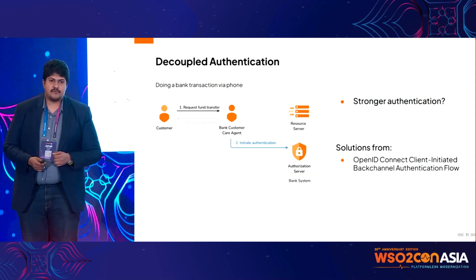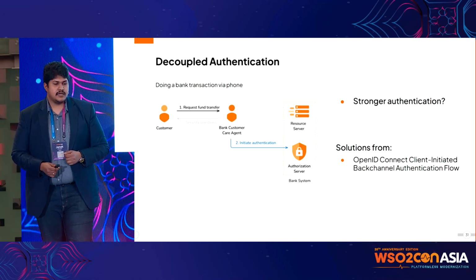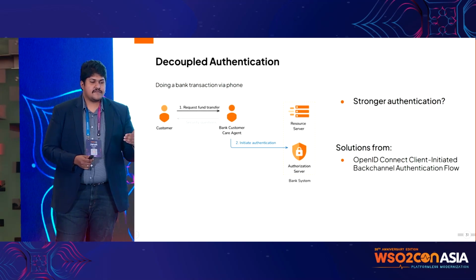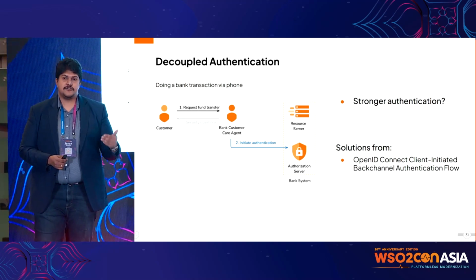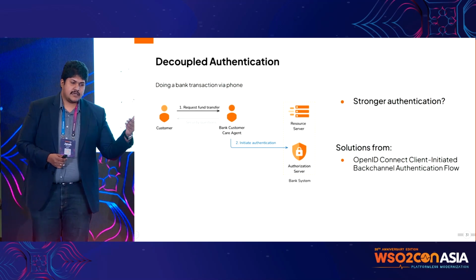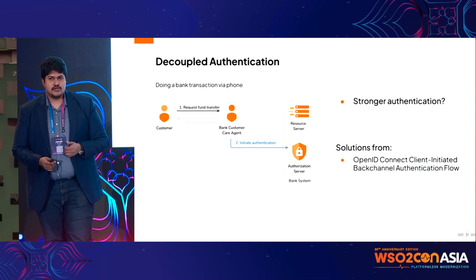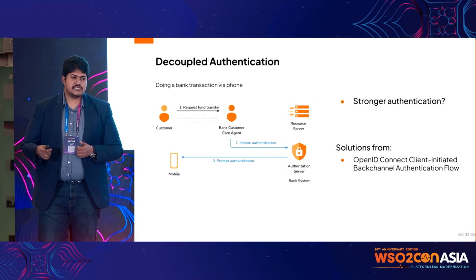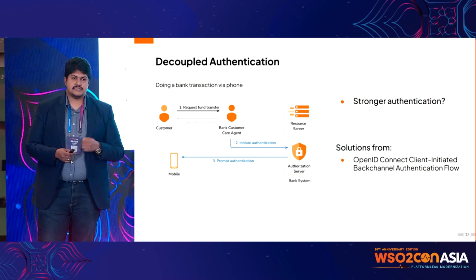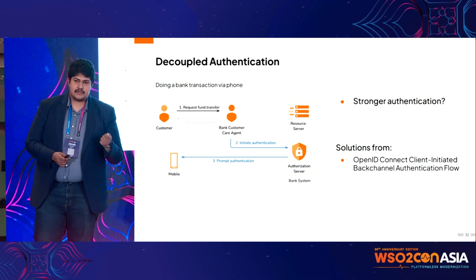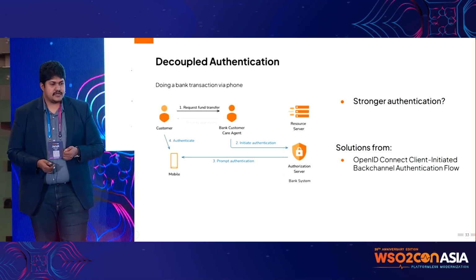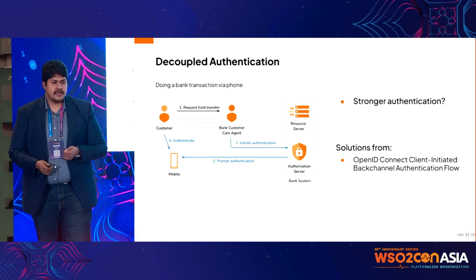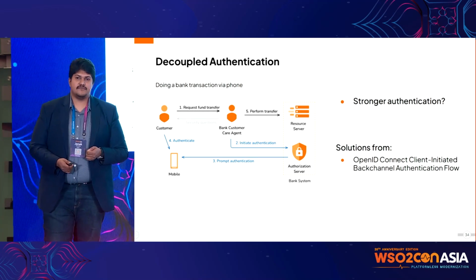The answer comes from an OpenID Foundation specification called Client-Initiated Backchannel Authentication Flow. So what happens now is, instead of the banking customer care agent asking security questions, he or she can initiate an authentication request to the authorization server, which in turn would use a different channel and call the customer themselves and ask to verify. At this point, the customer can authenticate, and you could even incorporate MFA into this flow, and then with a higher assurance level, you can perform this transaction.